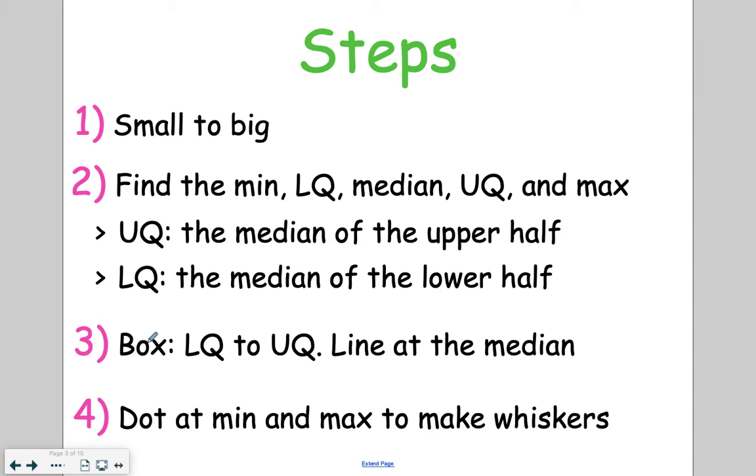The box is going to go from that lower quartile to the upper quartile with a line at the median spot, and then there's going to be dots at the minimum and the maximum to make the whiskers.